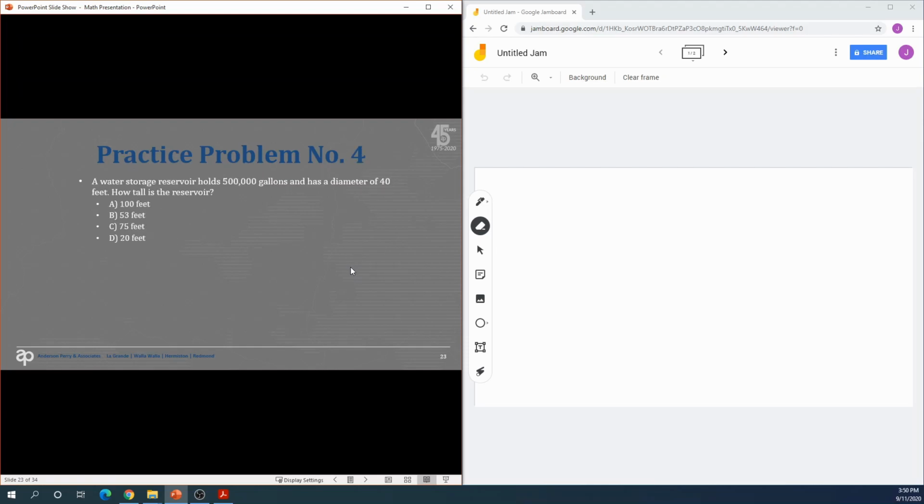Practice problem number 4. A water storage reservoir holds 500,000 gallons and has a diameter of 40 feet. How tall is the reservoir? Again, we have multiple units here. We've got gallons and feet. So we know we want our answer to end up in feet. So let's start by converting our 500,000 gallons into cubic feet.